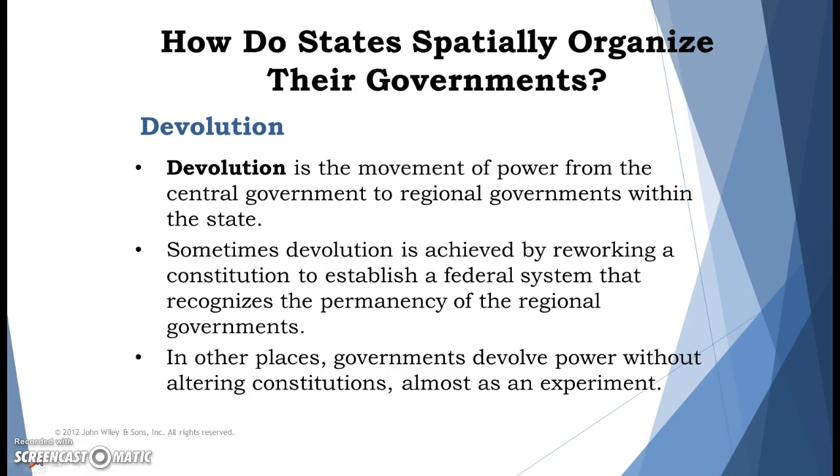doesn't have a formal written constitution, so it's more like how they agree they're going to govern themselves, right? But the Constitution is reworked to establish more of a federal system that recognizes the permanency of those regional governments. And in Britain, it's going on in a few different ways, right? So in the United Kingdom, it's actually the United Kingdom of Britain, Wales, Scotland, and Northern Ireland. And each of those different territories has its own regional government with varying amounts of power, right? So they're shifting power to those regional governments.